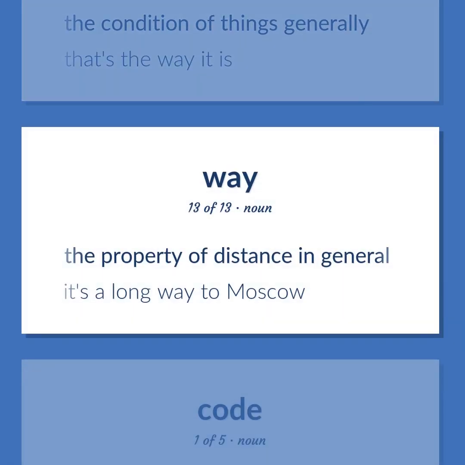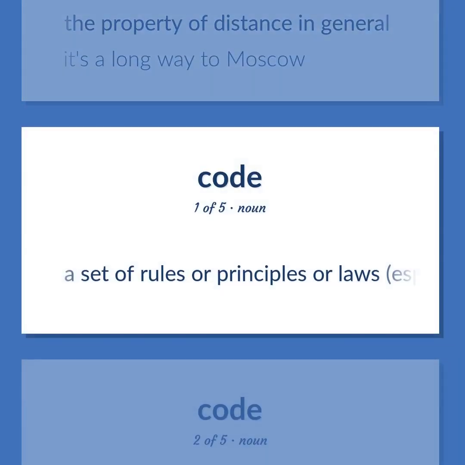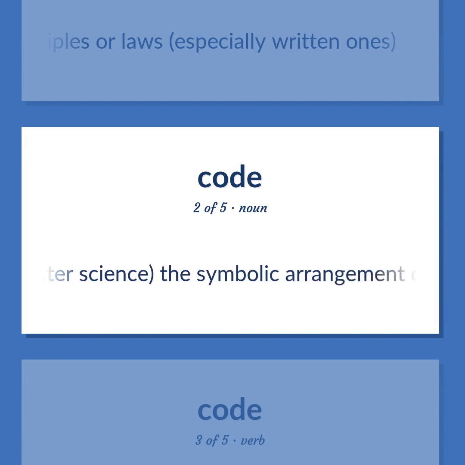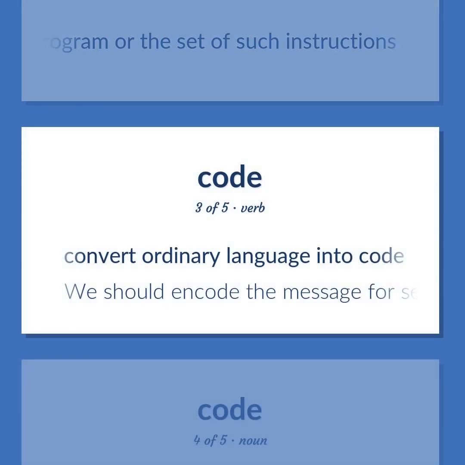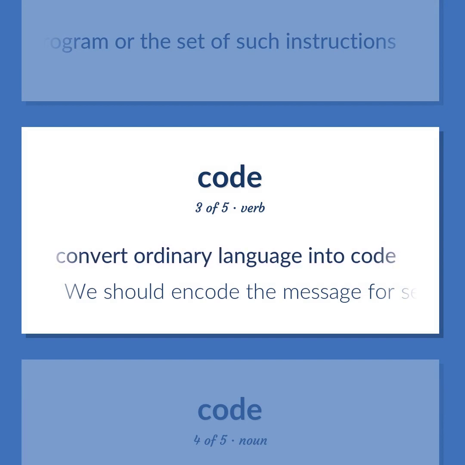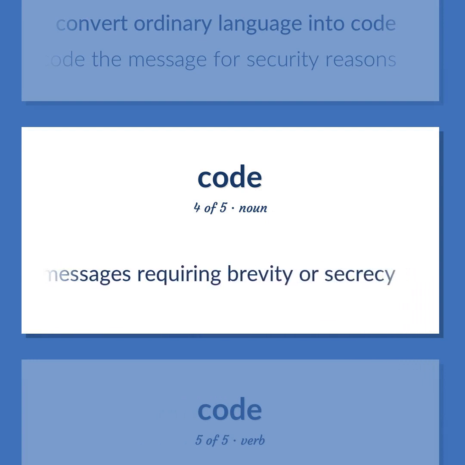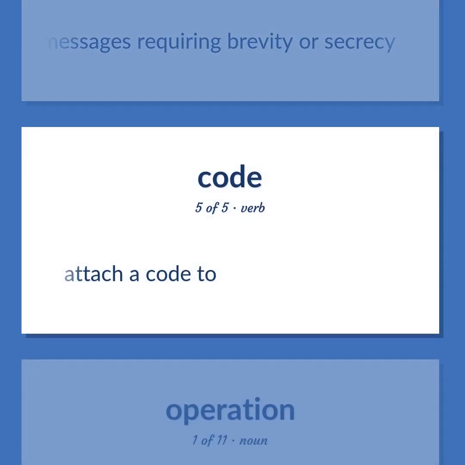The property of distance in general. It's a long way to Moscow. A set of rules or principles or laws, especially written ones. Computer science. The symbolic arrangement of data or instructions in a computer program or the set of such instructions. Convert ordinary language into code. We should encode the message for security reasons. A coding system used for transmitting messages requiring brevity or secrecy. Attach a code to.